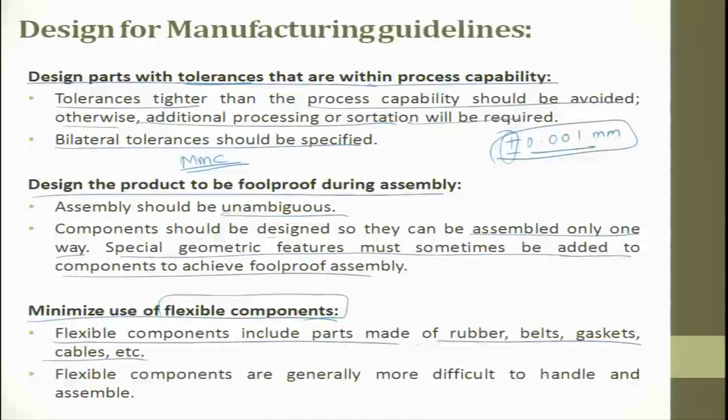So that's what we say. Flexible components include parts made of rubber, polymer, gaskets and cables, which have to be avoided. The flexible components are generally more difficult to handle in assembly, because when you try to do automatic assembly with these flexible components, the shape and size get deformed when the assembly happens.